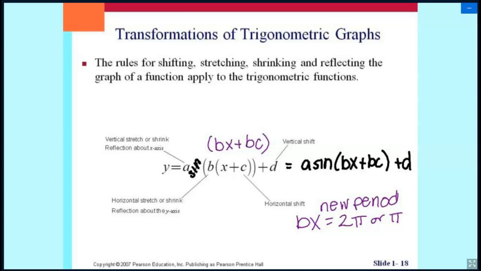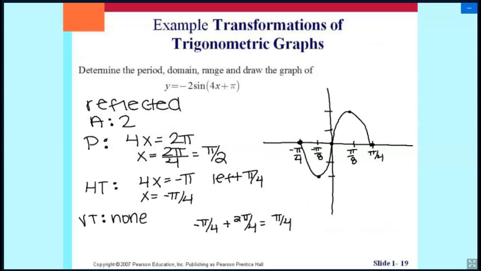So if there's a value in the next one where it's -2 sine of 4x, then what we're going to talk about is how these change. So it's reflected because there's a negative. It is going to be stretched by 2. So that's the A, or in trig terms, we call that the amplitude.